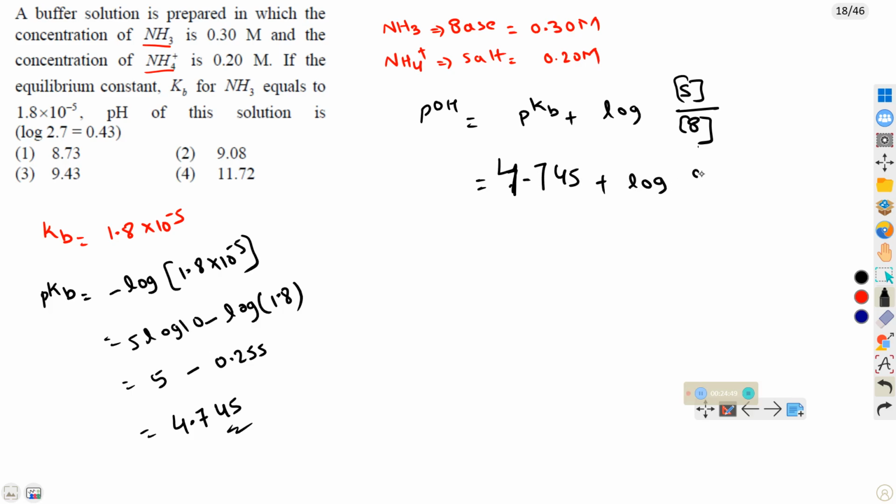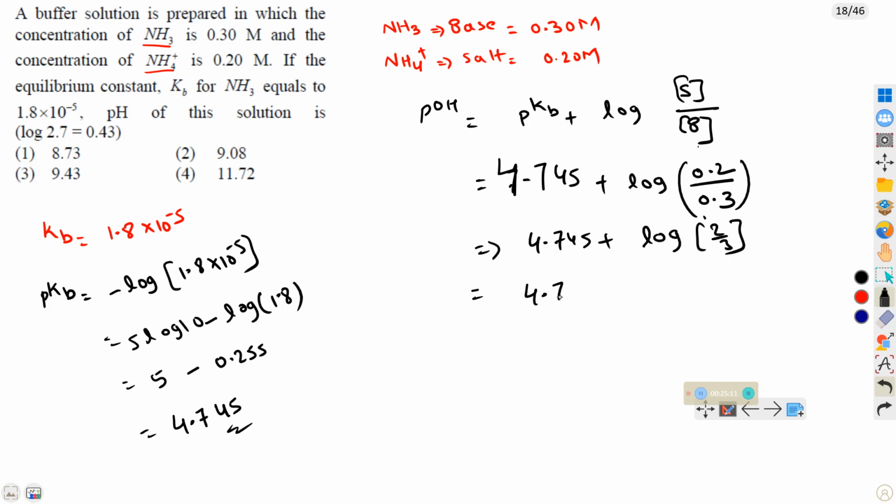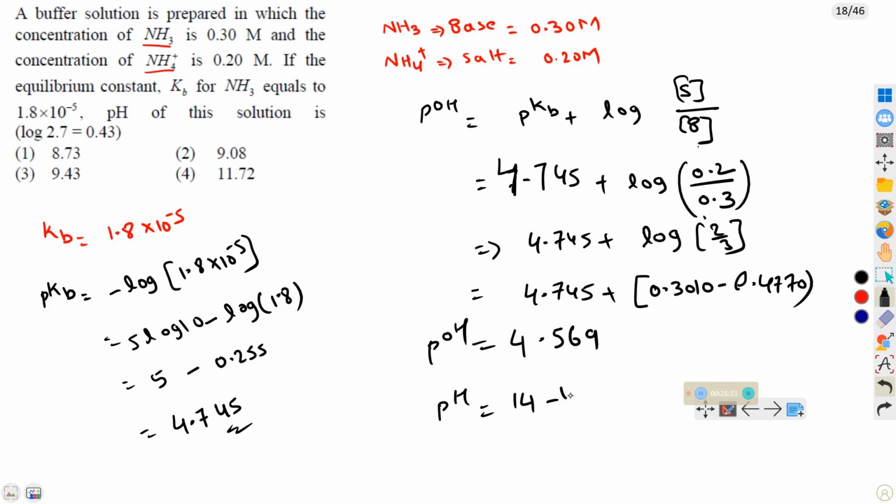Now we know the pKb value, 4.745 plus log of salt concentration 0.2 by base concentration 0.3. It can be written as log 2 by 3. 4.745 plus log 2 by 3. Log 2 value is 0.3010. Log 3 value is 0.4770. 4.745 plus log 2 minus log 3, 0.3010 minus 0.4770. Simplify, you will get 4.569. This is pOH value. But the question is to calculate pH. pH is equal to 14 minus 4.569. Then you will get 9.43. Third option correct.